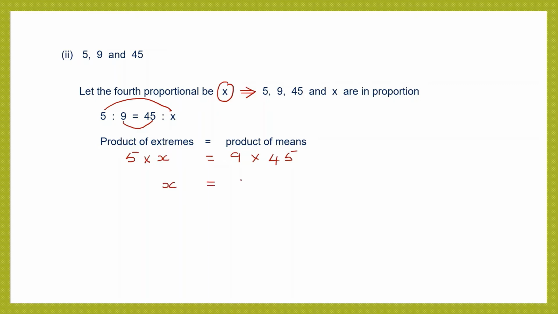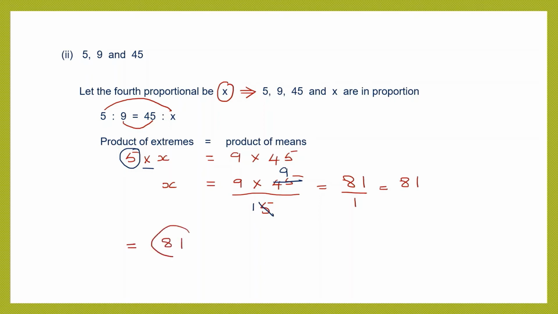What is on the right hand side remains the same. On the left hand side, I have 5, which I need to move to the right hand side, and because it is multiplication, it becomes division. So divided by 5. What can I cancel? I can cancel 5 and 45. 5 ones are 5, 5 nines are 45. That's it. Now 9 nines are 81 and the denominator is 1. 81 by 1 is 81. That means my fourth proportional is 81.